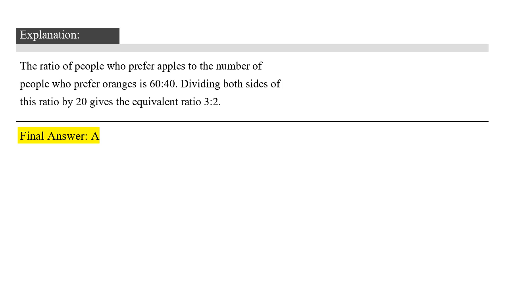The ratio of people who prefer apples to the number of people who prefer oranges is 60 to 40. Dividing both sides of this ratio by 20 gives the equivalent ratio 3 to 2.